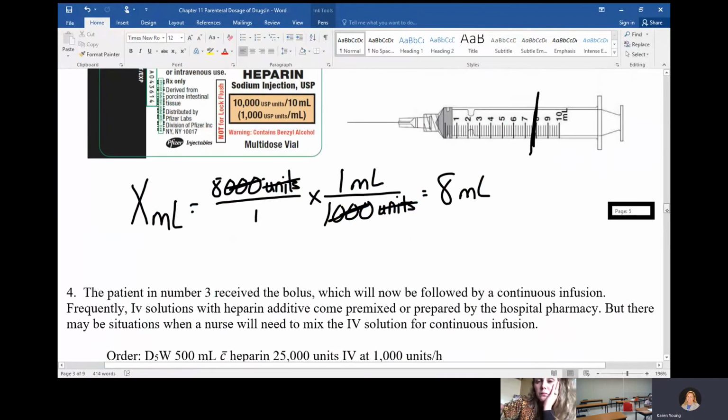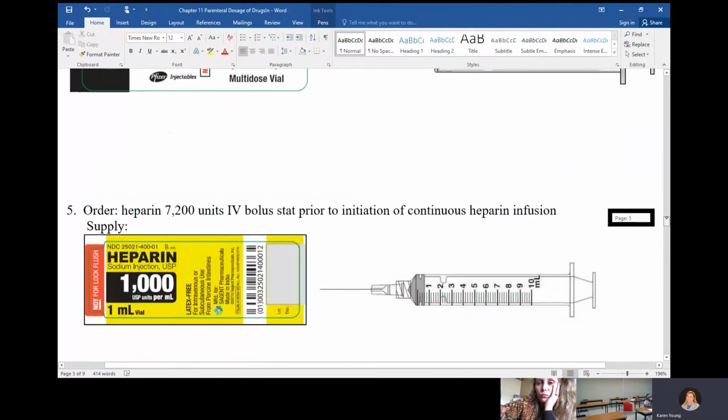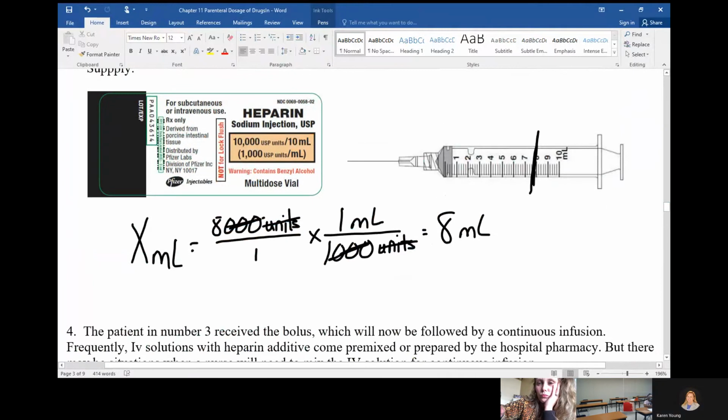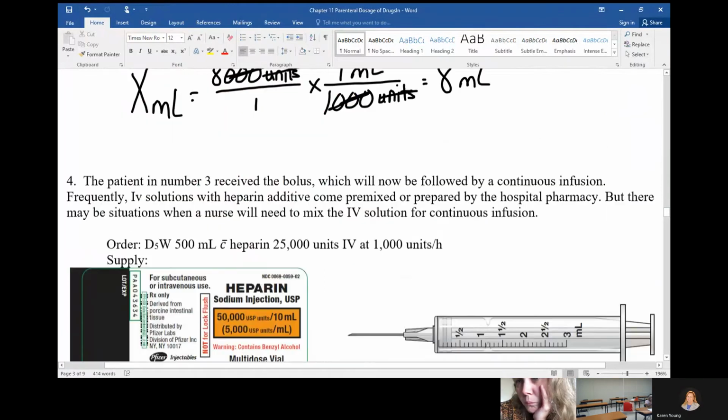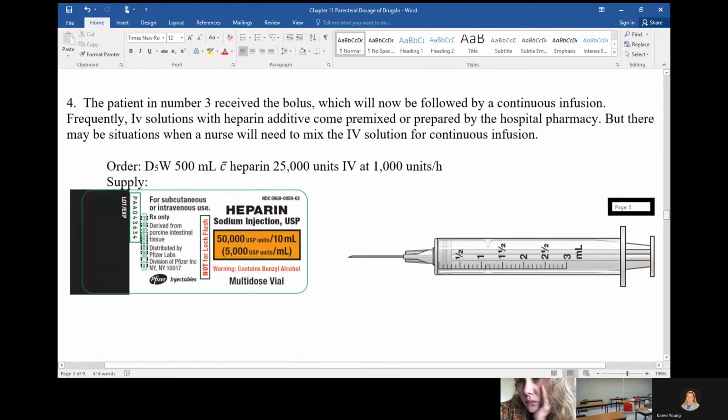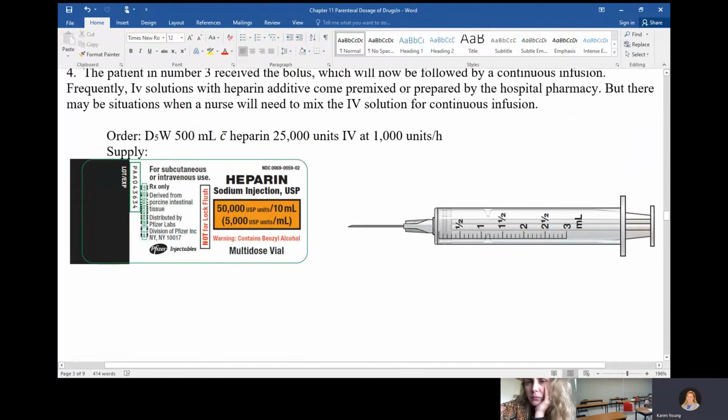Let's go back here. I want number 4. The patient number 3 received a bolus, which will now be followed by continuous infusion. Frequently, IV solutions with heparin additive come pre-mixed or prepared by the hospital pharmacy. But there may be situations where a nurse will need to mix the IV solution for continuous infusion.